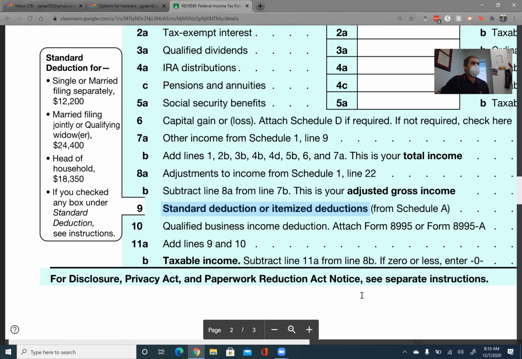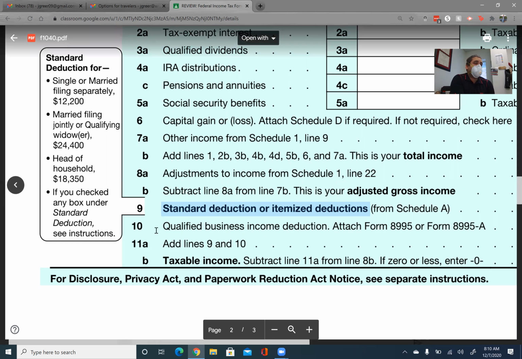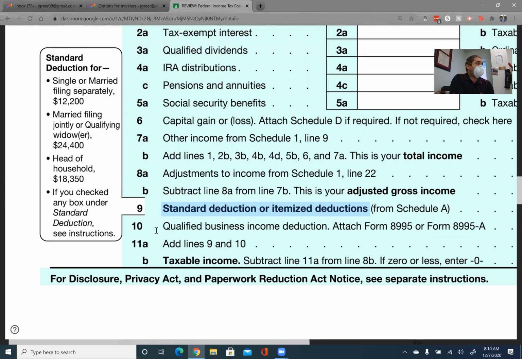I just did. 12,200. I moved it over. Okay. For a couple, it's double that. 24,000, right? It's doubled. So that's the standard. You don't have to do anything. You don't have to give a single penny to charity or pay anything in taxes or anything like that. You get the standard deduction.